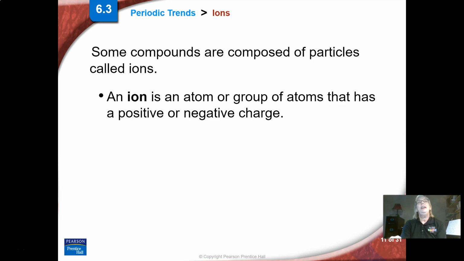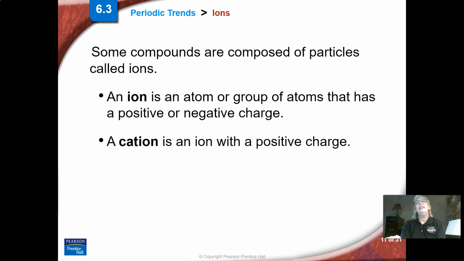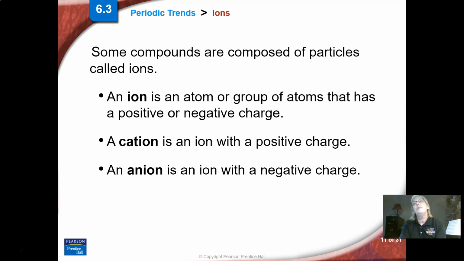Some compounds are made of particles called ions. So an ion can be positive or it can be negative. A cation, a lot of people pronounce this wrong, so this is called cation, is an ion with a positive charge, and an anion is one with a negative charge. So you'll have to figure out how to memorize that.